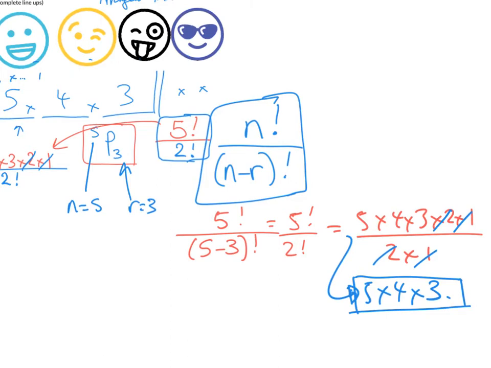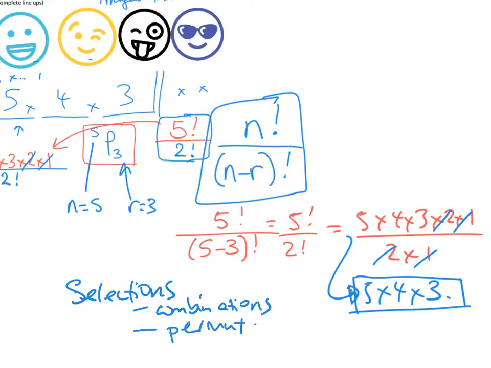So that leads us on to the next topic, which is permutations and combinations, and they are selection types, as opposed to arrangements, which are all types.